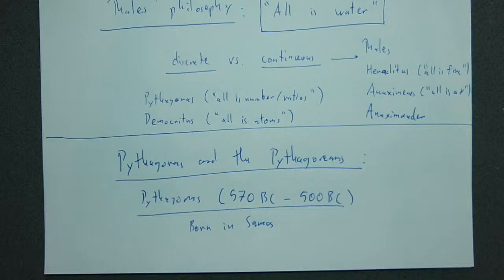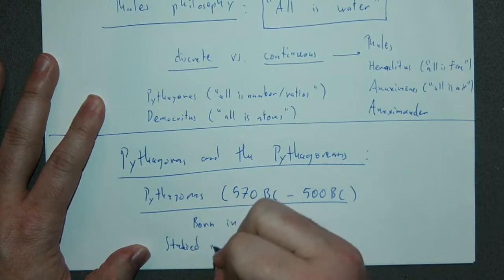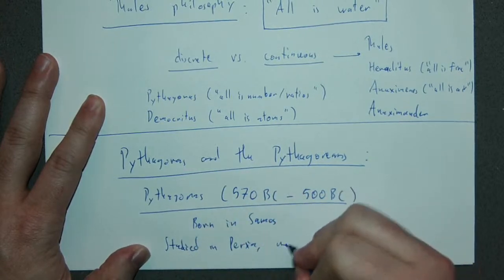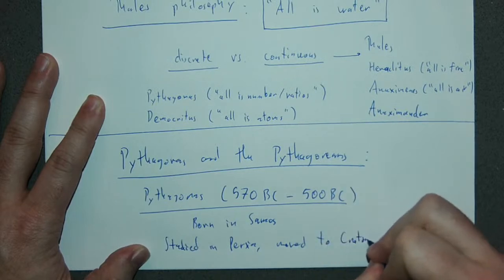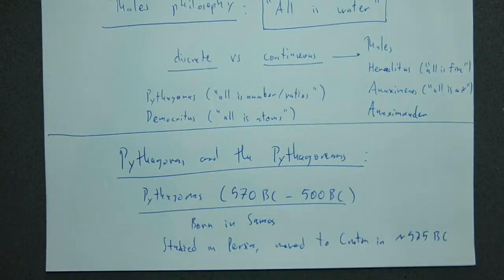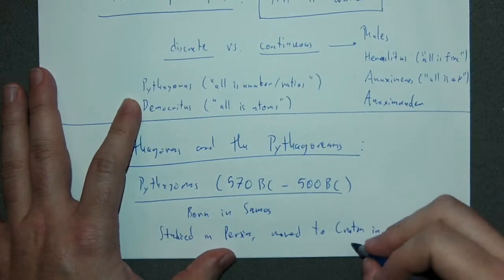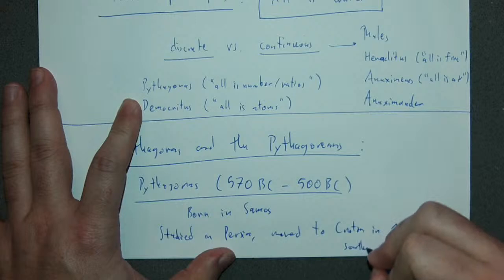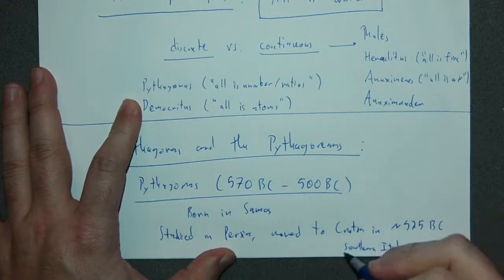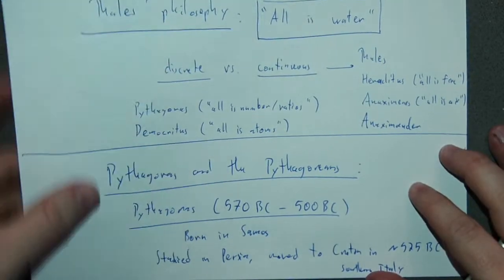So anyway, around 525 BC, he moved to Croton. So he studied in Persia, then moved to Croton in roughly 525 BC. Croton was a Greek colony in southern Italy. At the time, southern Italy was mostly Greek colony city-states. And it's here that he founded the Pythagoreans. This is called the Pythagorean Brotherhood.